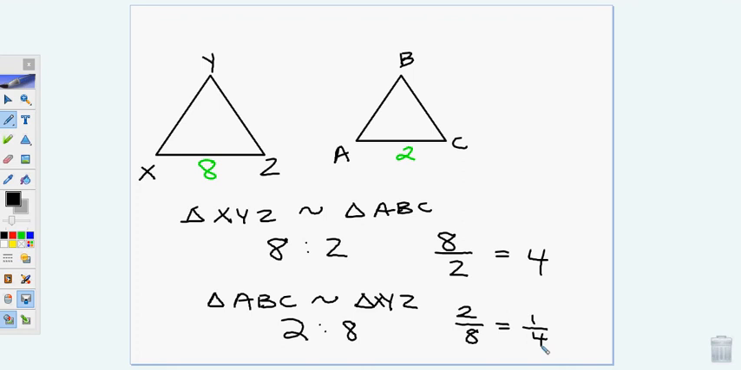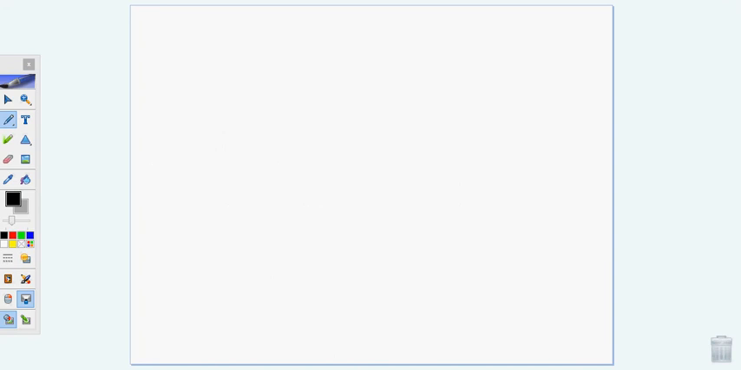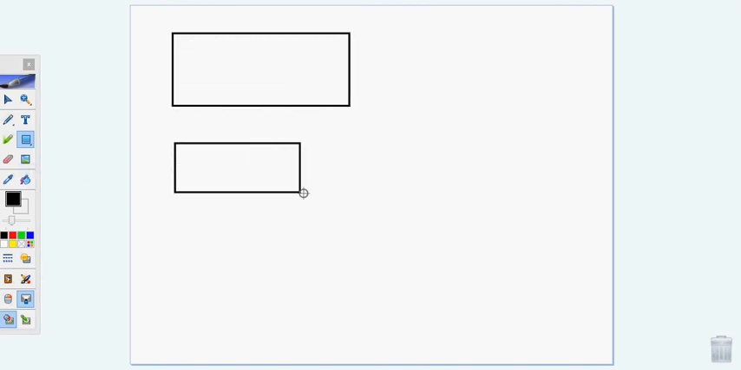Finally, let's talk about perimeters. Perimeter is, of course, defined by the length of the sides that go all the way around a polygon. So let's look at a couple of rectangles. I have a couple of rectangles here. Let's name them. I'm going to name one P, Q, R, S, and the other one A, B, C, D.